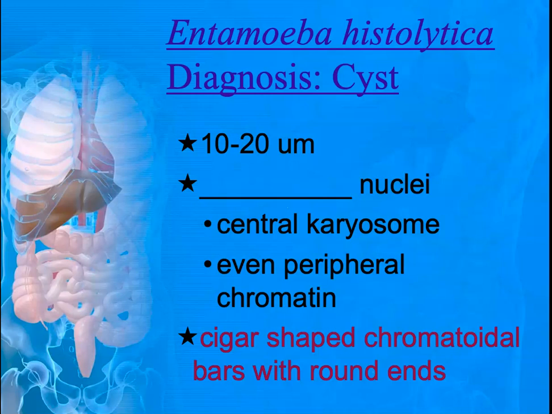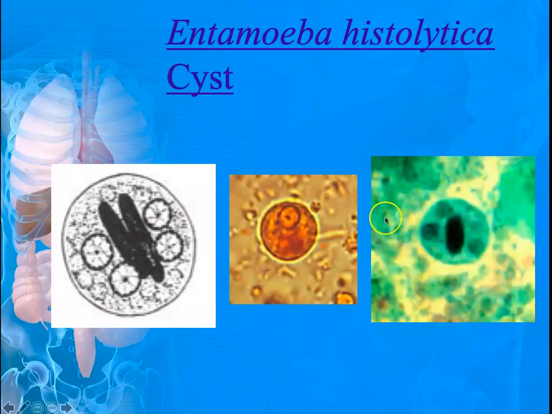The nuclear characteristics are the same as the troph, so we still have the bullseye nucleus, a central karyosome and evenly distributed peripheral chromatin. What can also be in the cyst are called chromatoidal bars, which are made up of RNA, and they are cigar-shaped, meaning the ends are nice and rounded. They're nice, smooth, rounded chromatoidal bars. So here's your black and white, your perfect picture of what it would look like. Bullseye nuclei, it can have up to 4, and your rounded ends of the chromatoidal bars.